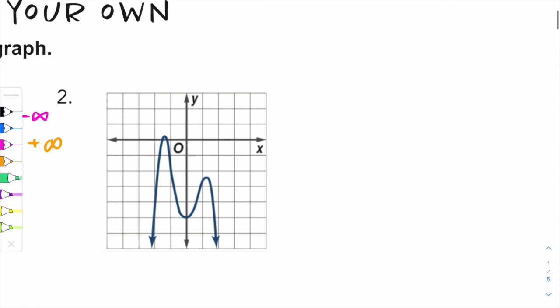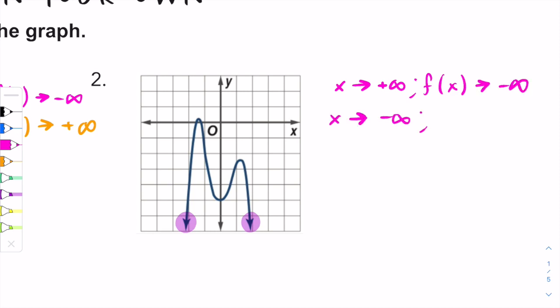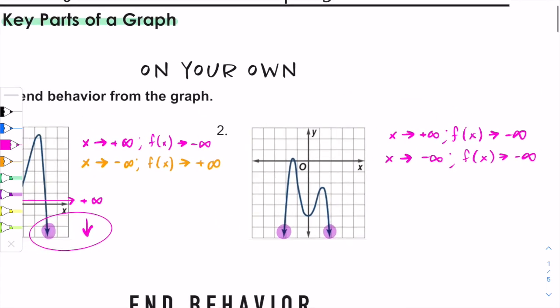So with that said, moving on to number 2, both ends of this graph are facing down. So as x approaches positive infinity, the function is facing down or facing negative infinity. And as x approaches negative infinity, the function is still facing down, which is negative infinity. So that's end behavior from a graph.